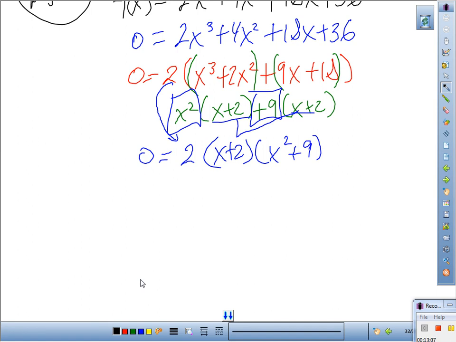Yeah, read the step, please. Read the step that you wrote down. Set each factor equal to 0. So we write 2 equal to 0, x plus 2 equal to 0.